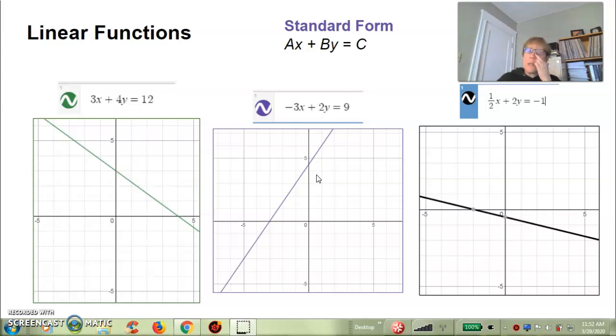All right, so here's a few examples here. If you need a quick review of that, I'm not asking you to write it down, but just stop and think about that and see if you can figure out why the x and y intercepts are what they are. All right, next.